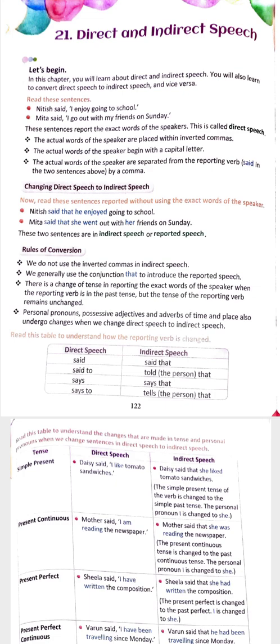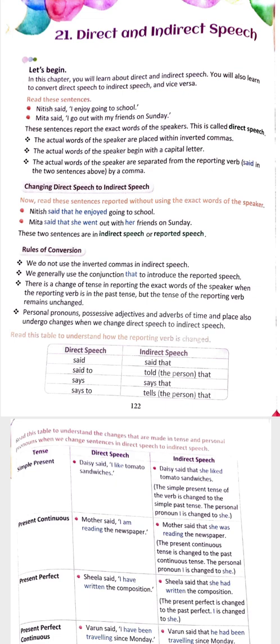So first of all students, as I explained in my previous video, we have to use inverted commas in direct speech, and we generally use the conjunction that to introduce the reported speech, right? And after that we sometimes have to change the exact words of the speaker when the reporting verb is in a past tense, but the tense of the reporting verb remains unchanged.